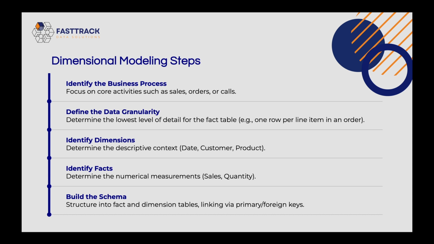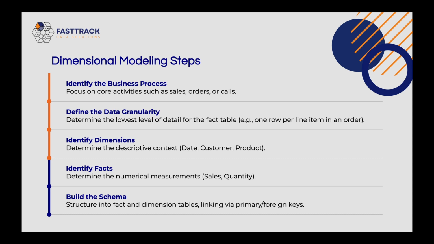How does dimensional modeling work? Here are the high-level steps. First, identify the business process. Focus on core activities such as sales, orders, or calls. Second, define the data granularity. Determine the lowest level of detail for the fact table, for example, 1 row per line item in an order.